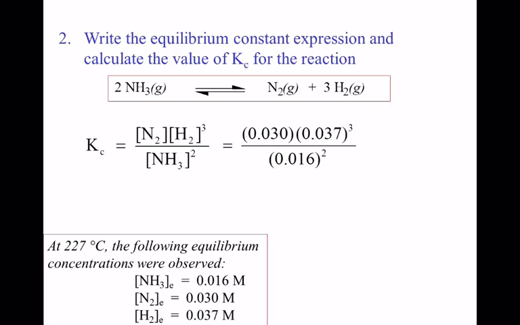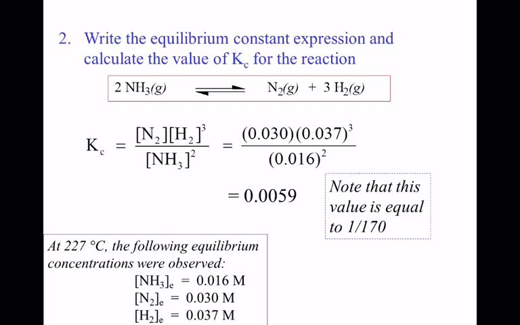Okay, rounding to 2 significant figures, we get 0.0059. Now, if you take 1 divided by 0.0059, you're going to get 170. Take 170, wait, yeah, you take 1 divided by 170, you're going to get 0.0059, which is a check that that's the way it should be.